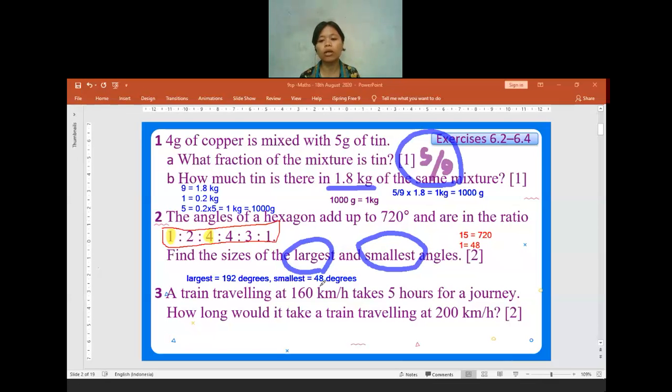Is there anyone who gets confused at question 2? No? Okay. If no one has any confusion, let us move to question 3.